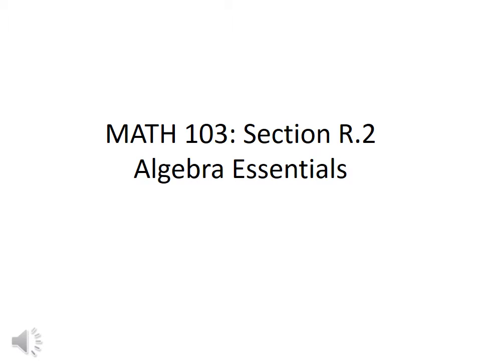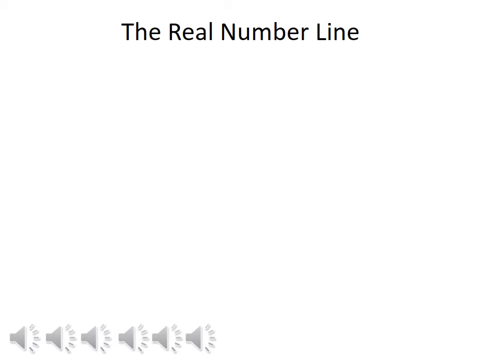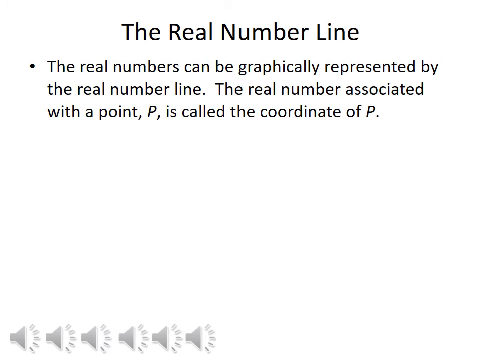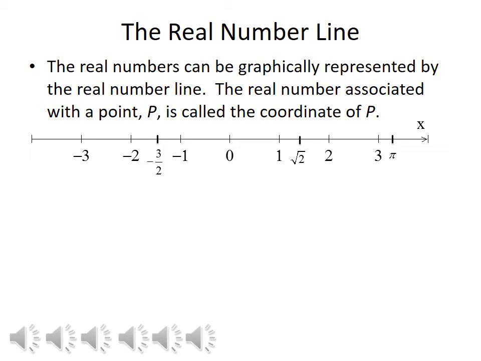In this lecture, we're going to review some algebra essentials. We'll start by talking about the real number line. So, the real numbers can be graphically represented by the real number line. The real number associated with any point P is called the coordinate of P. So, the real number line is a horizontal line that represents all of the real numbers.